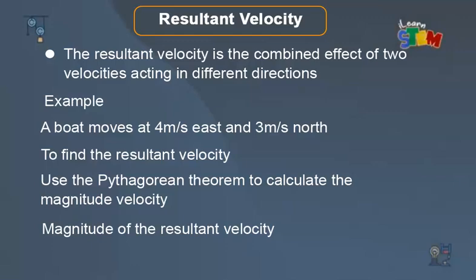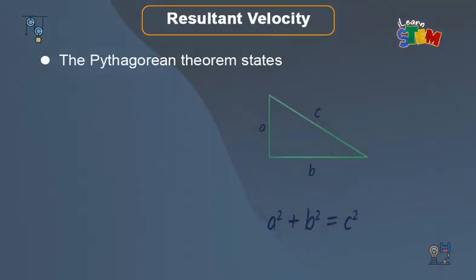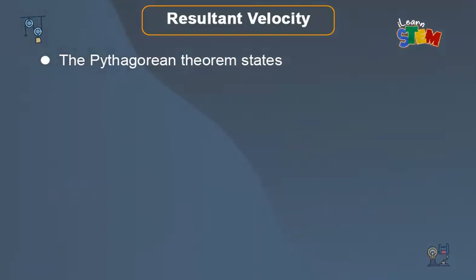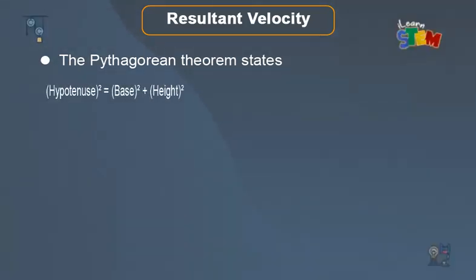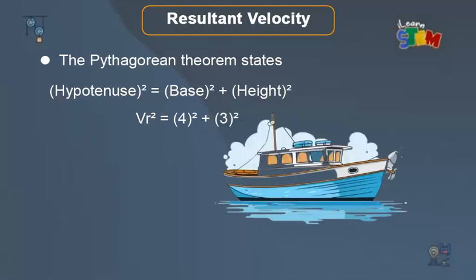Follow me. Let's break this down. The Pythagorean theorem states that a square plus b square equals c square. Solving this, we will use the formula: hypotenuse square equals base square plus height square. For this problem, VR square equals 4 square plus 3 square. In this case, VR represents the resultant velocity of the object, for example, the boat.